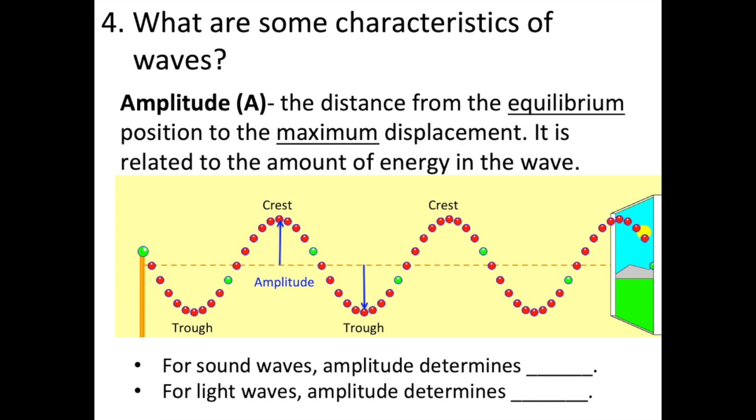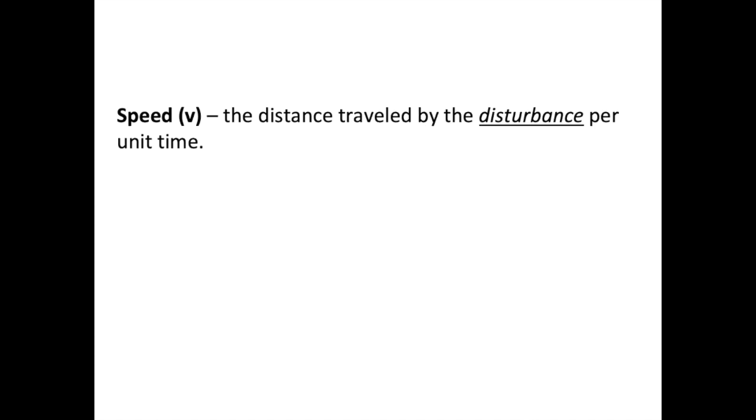For sound waves, the amplitude determines the volume of the sound. And for light waves, the amplitude determines the intensity or brightness. The speed of a wave is the distance traveled by the disturbance per unit time. And the disturbance you can think of as the movement of the energy. It's what's holding the energy.